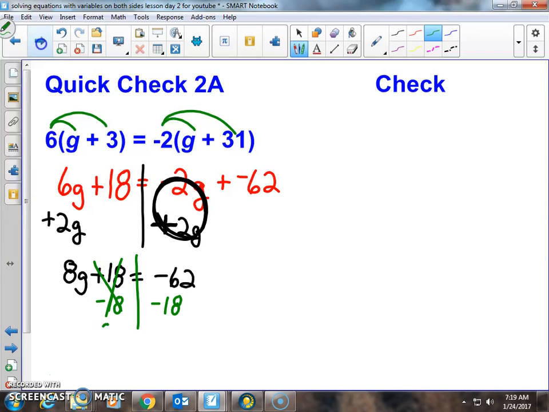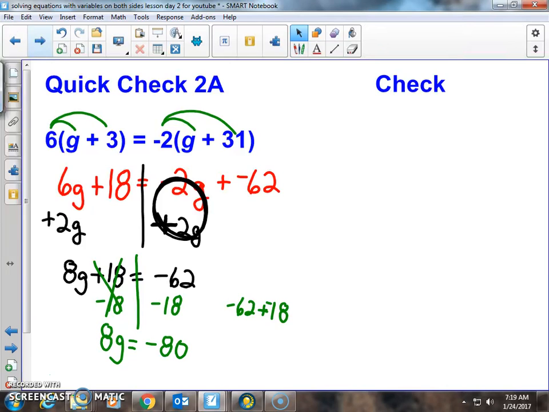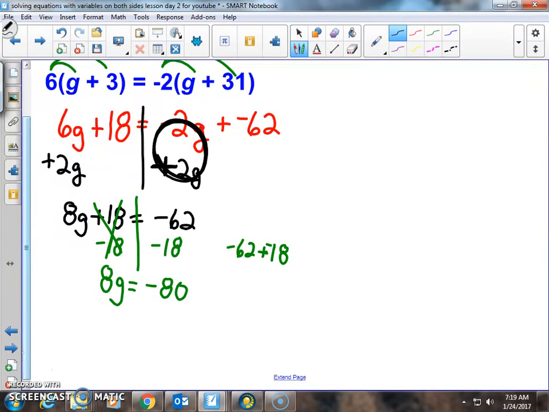That leaves me with 8g's on the left. And negative 62 minus 18. That's an old problem. Negative 62 minus 18 is the same as saying plus negative 18. So I know that equals negative 80. And we're almost done. I know I should be able to divide both sides by 8.